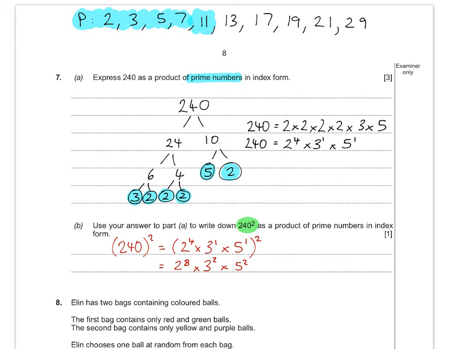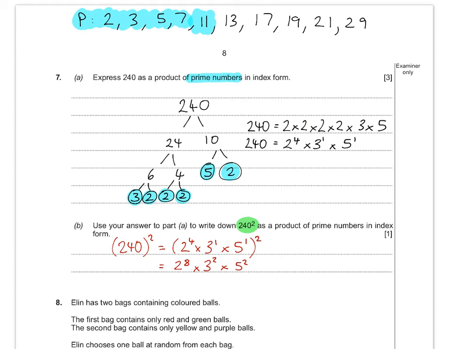Okay, the next bit then. Part B. Part B's in these questions, normally they're trying to make you do something else with it. Okay, in this case they're saying, use this answer here to try and find 240 squared as a product of prime factors in index form. So all it means, when something's squared, you put all of this number squared.